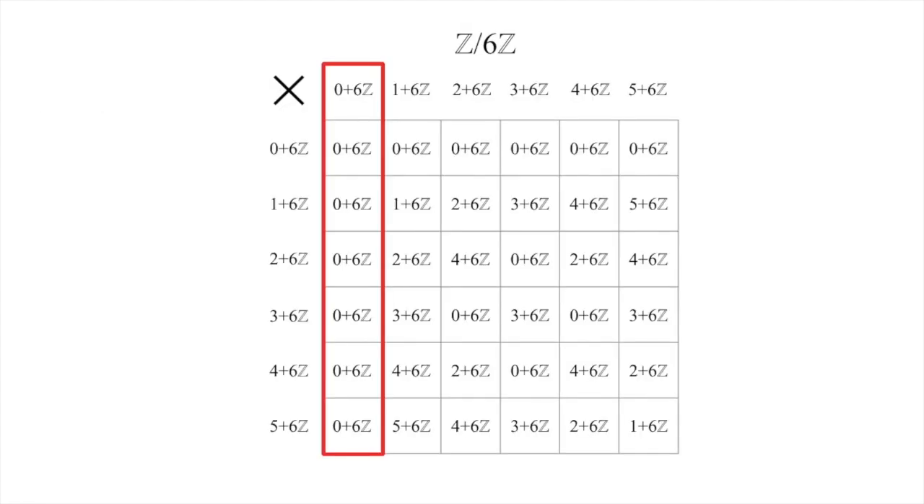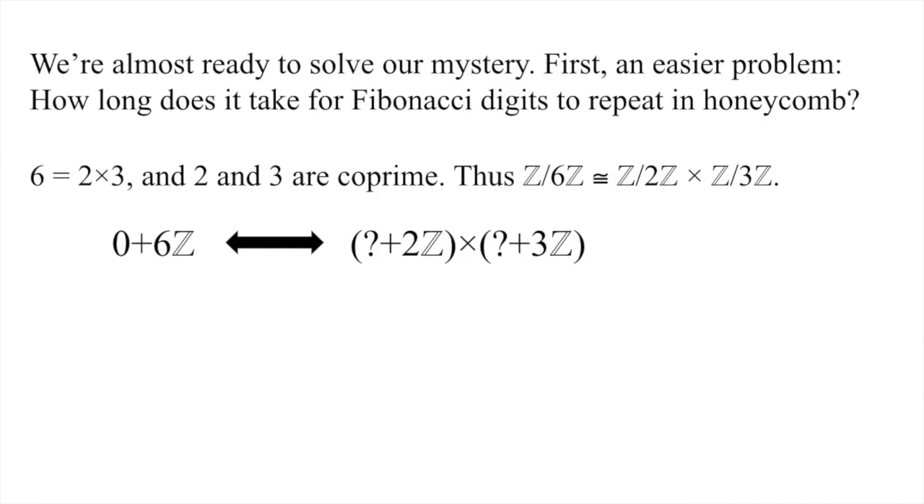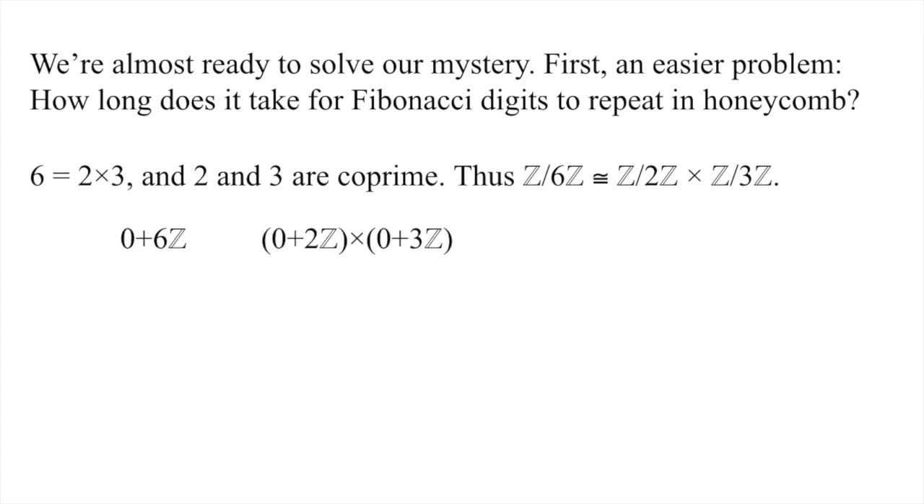Well, if we look at 0 plus 6Z, we see that it is, in fact, the 0 of Z mod 6Z. And we know that through an isomorphism, zeros have to match up to zeros. So this mystery element has to be the 0 of Z mod 2Z times Z mod 3Z. Because addition and multiplication work independently between the terms, there is only one way to get something that acts like 0 on the right-hand side. That is, we need a 0 in Z mod 2Z and a 0 in Z mod 3Z. So 0 plus 6Z corresponds to 0 plus 2Z times 0 plus 3Z. Let's put this fact to the side for now and keep going with the Fibonacci sequence.